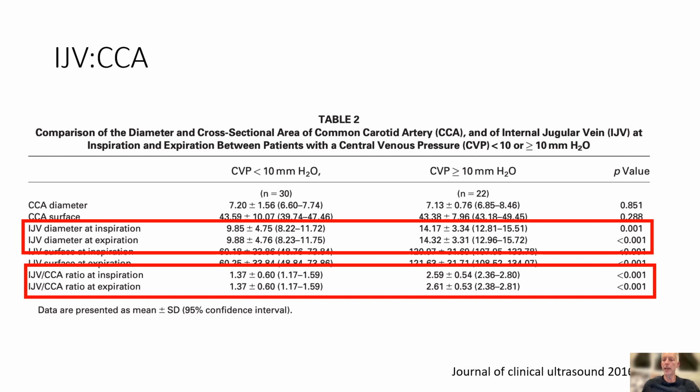The patients in this study had a mean CVP of 8.71, and of these, 22 had CVP greater than 10 centimeters of water. In those with a normal CVP, the IJ diameter was less than 10 millimeters, and the IJ to common carotid artery ratio was less than 1.5. In general, I am not using calipers, but just getting a rough sense of the IJ size compared to the carotid artery. If the IJ is smaller than the common carotid artery, it is very unlikely that the CVP is elevated.